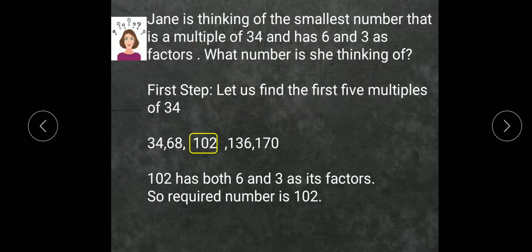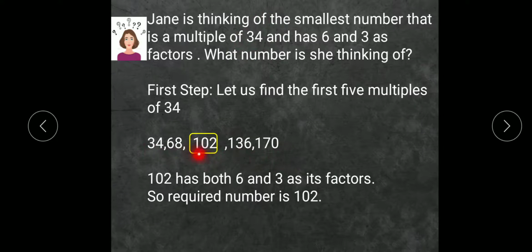Children, whenever they ask you to find out the multiples, you should first find out the first 5 multiples each and every time. Further you can go, but maximum you should find out 5 multiples. So the multiples of 34 are 34, 68, 102, 136 and 170.